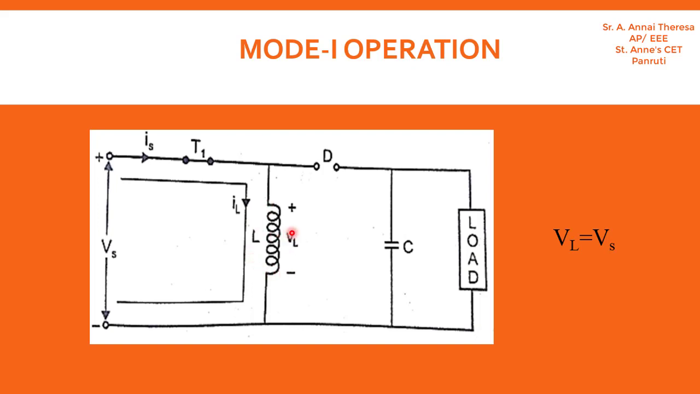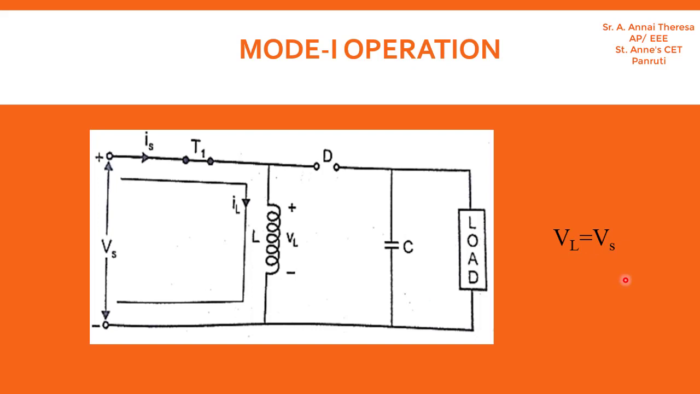The voltage across this inductor will be VL, and VL is equal to VS. That is, the input voltage will appear across this inductor, and the inductor will charge from this input voltage. So VL is equal to VS. No current flows in the output side, so it is an isolated area.